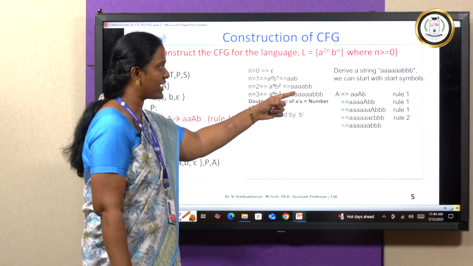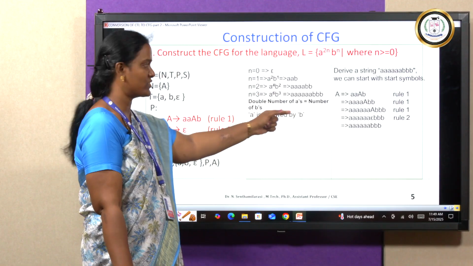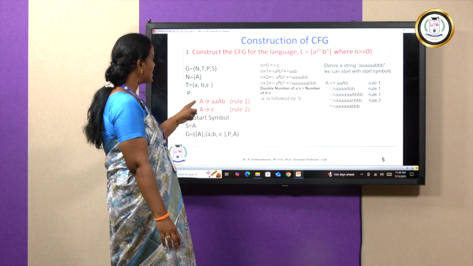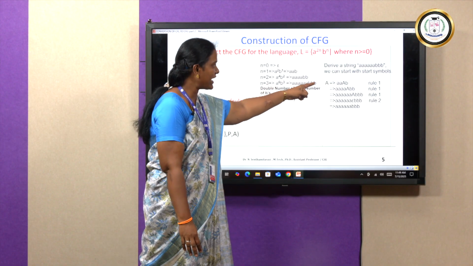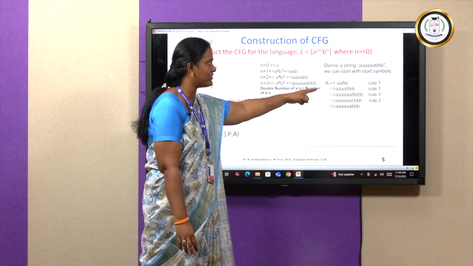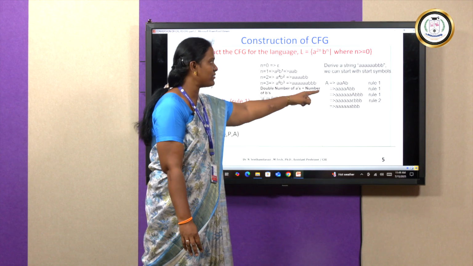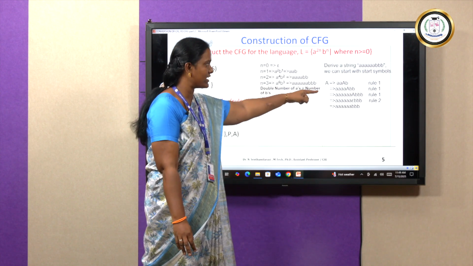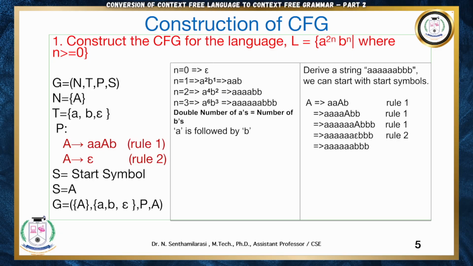So here we have taken one string, where we are just deriving from the start symbol. So what is the start symbol? A. So what is given here? AB. So I have written that as rule 1. Then capital A I am substituting again with AAB. So again I am substituting rule 1, in the place of capital A. So next, instead of A, I am substituting with what? Epsilon. So if I substitute epsilon, I get the string.